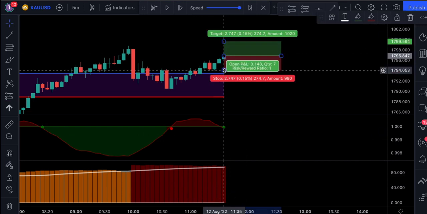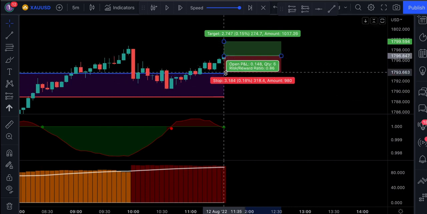Our stop loss can be placed either at the recent swing low or at one of these two lines, depending on which one of these price levels is closer to the entry price. In this case, we're going to place it at the blue line.